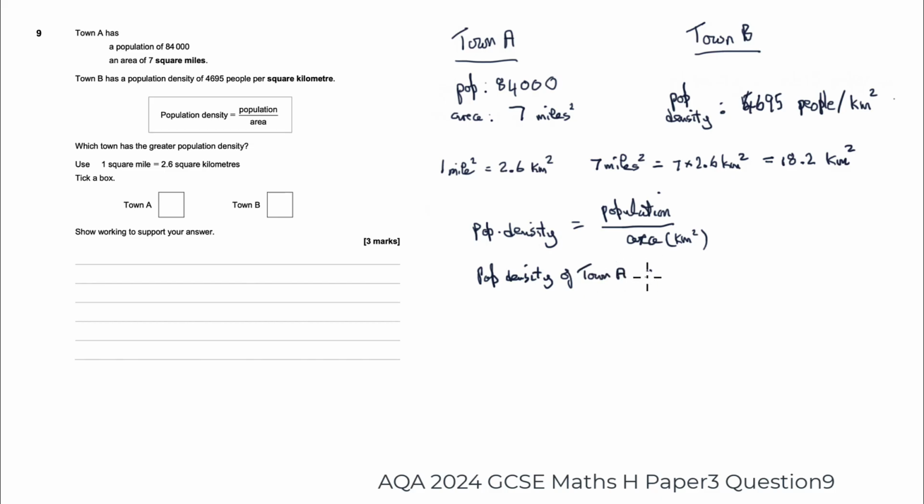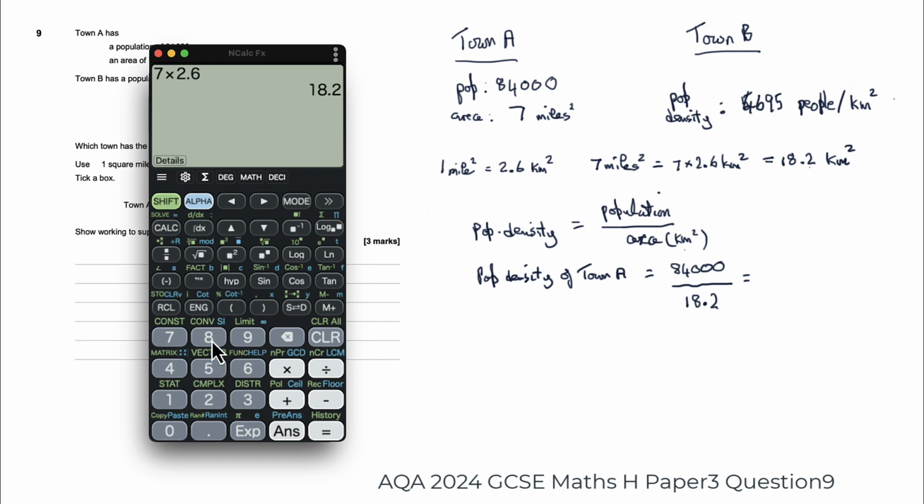because we know its total population, that's 84,000, and we now know its area in square kilometres. It's 18.2. So there's our next calculation. So that's 84,000 divided by 18.2. There we are. It's 4,615. That will approximate it to the nearest unit.